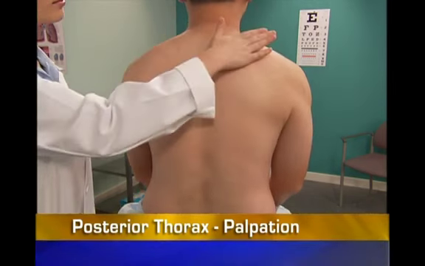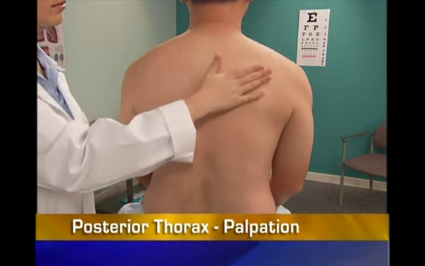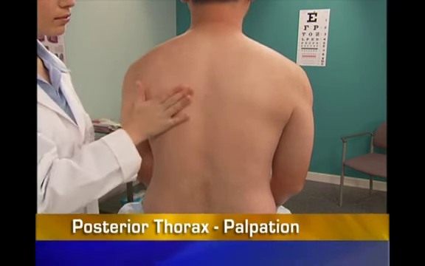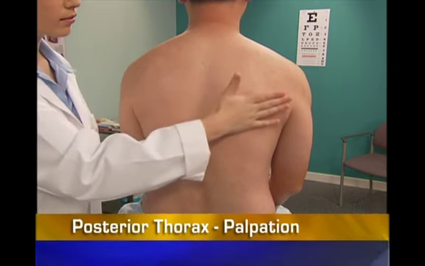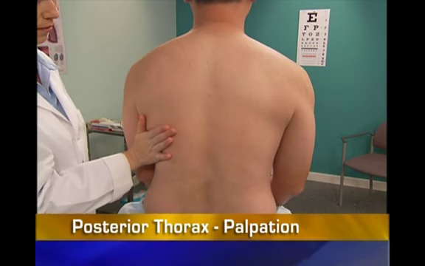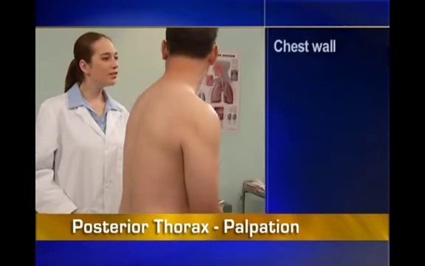Move from one side to the other and down, avoiding the scapula. 99. Vibrations should feel the same in corresponding areas on each side. However, they may feel stronger on the right side between the scapula, because that side is closer to the tracheal bifurcation.